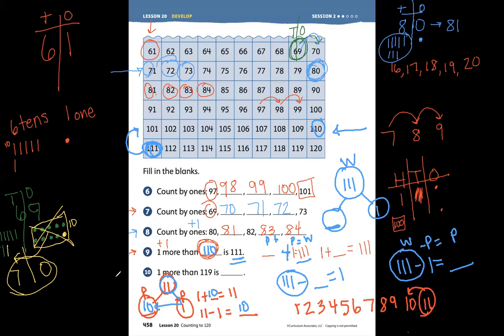Number 10 says 1 more than 119. So let's go to 119 and I want 1 more. Am I going to go forward or backwards? Right, I'm going to go forward. So what comes after 19? 20. So what comes after 119? 120.